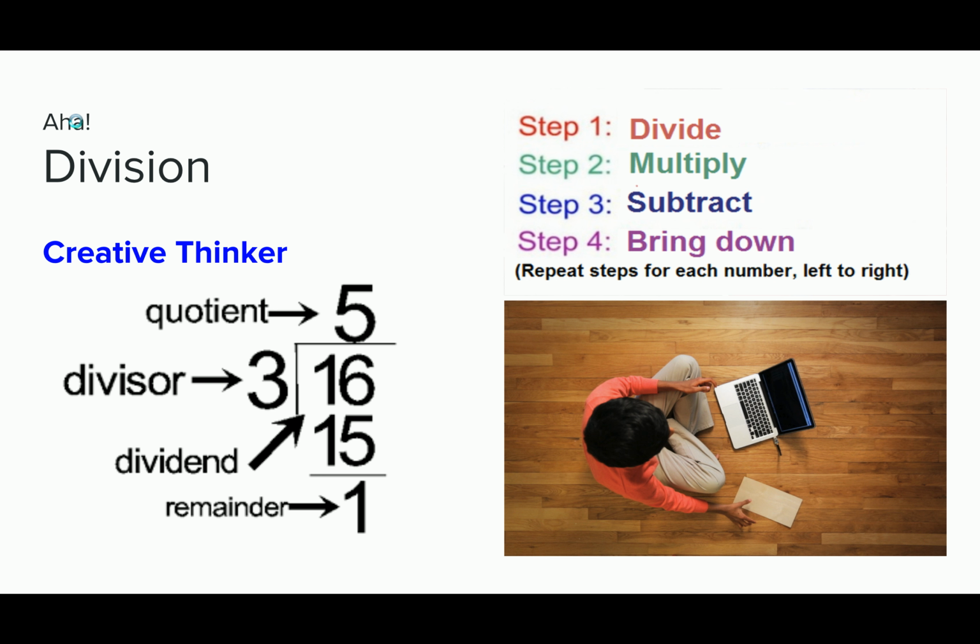But I want you to remember that the answer you get at the top is called the quotient. The number that you're dividing by is called the divisor, and the number that you're dividing is called the dividend. And if there is any remainder, it's called the remainder. You get a remainder when you're trying to share equally, but there is some leftover.